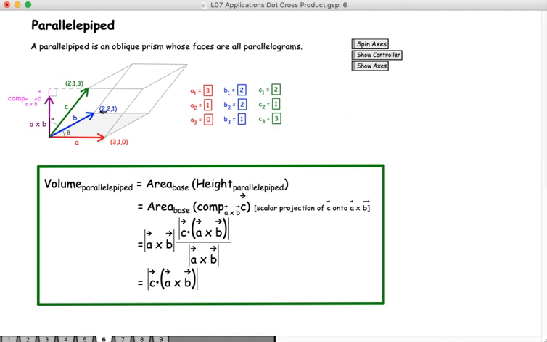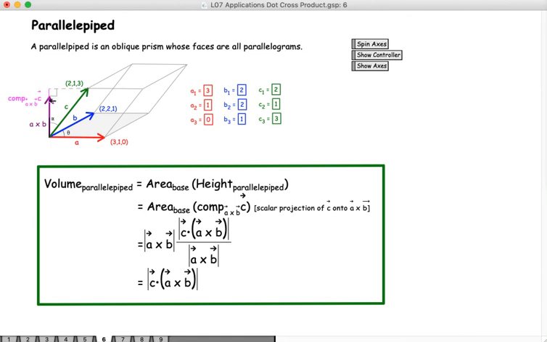All right, so it bears repeating. I need to find the area of the base. How do you find the area of the base? Well, the base is a parallelogram that's spanned by vectors A and B. If it's spanned by vectors A and B, then the magnitude of the cross product, the magnitude of A cross B, returns the area of the parallelogram. We discussed that earlier. And then what I need to do is find the height.